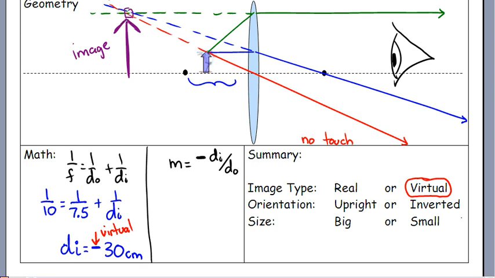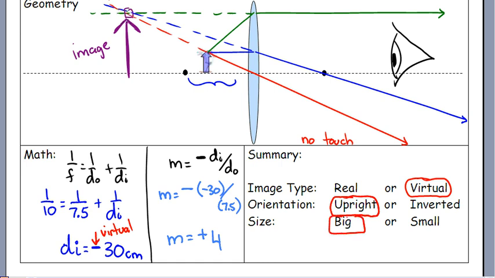Magnification, equation still works great. We're going to put in the opposite of this negative 30 divided by the 7.5. And so we end up with the negatives cancelling, and we end up with positive 4. Okay. So what do we have? Positive magnification, so it's upright. Yeah, sure is. Look at the ray diagram. And 4, it's going to be really big.